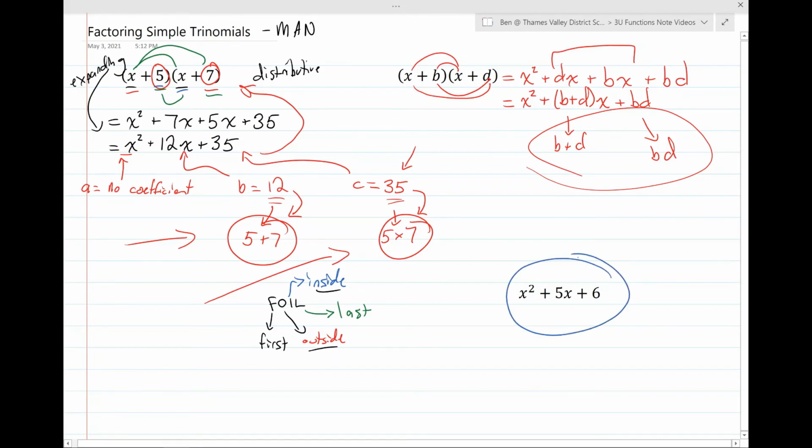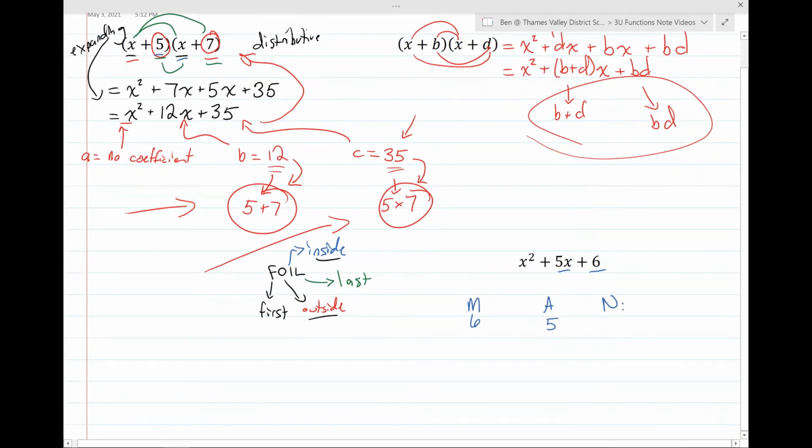Right here, I see that I want some numbers that will multiply to 6 and some numbers that will add to 5. And we need to figure out what those two numbers are. So that's why it's called the man method down here. So we'll multiply to 6. Well, what are the factors of 6? 1 and 6 are, and 2 and 3. And I can't forget my negative factors, so I can just repeat these same ones, but the negative version. So -1, -6, -2, and -3.